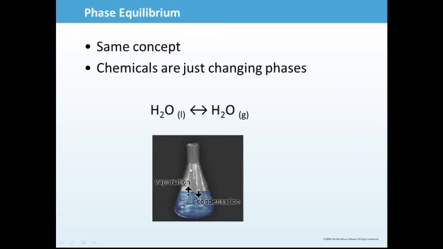So liquid water will turn into gaseous water or water vapor, and that water vapor will condense and turn back into a liquid. And after this happens for a little while, we will find that the rate of the liquid turning into a gas and the gas turning into a liquid will be equal. And once those rates are equal, that's what we call equilibrium. And to the outside person, it may look like the reaction has stopped, but it really has not. The reactants are still becoming products, the products are still becoming the reactants.